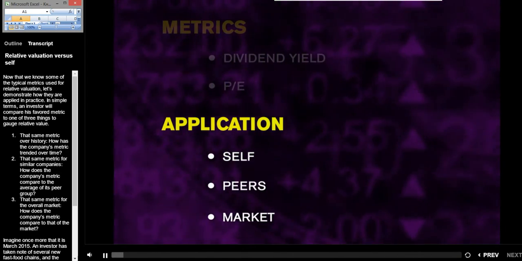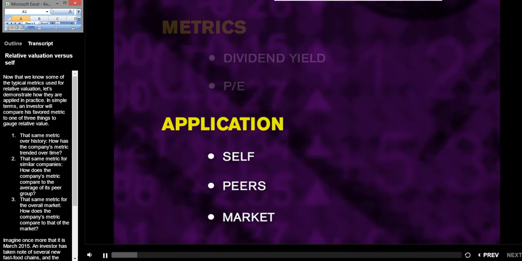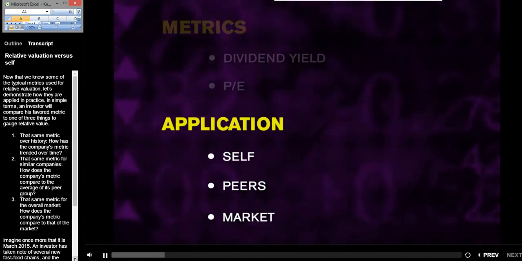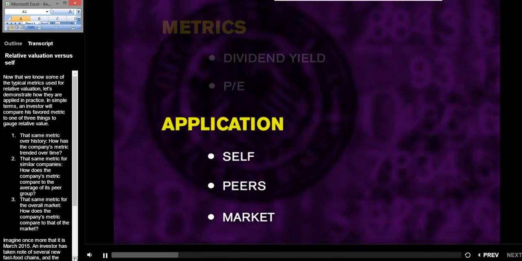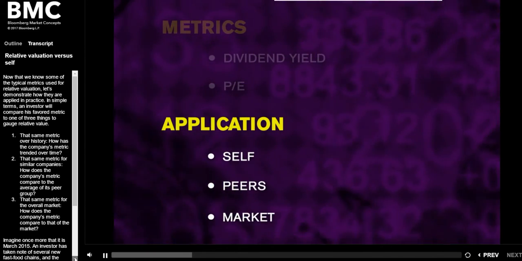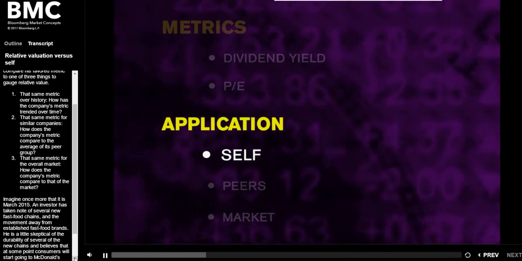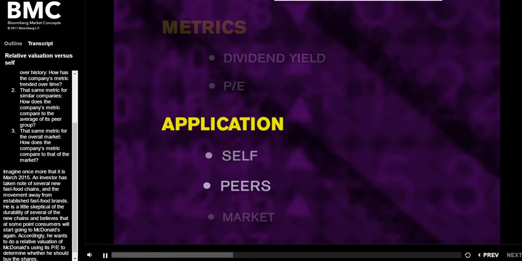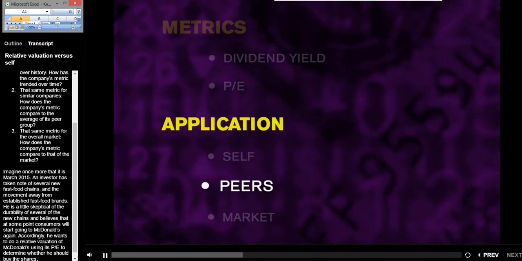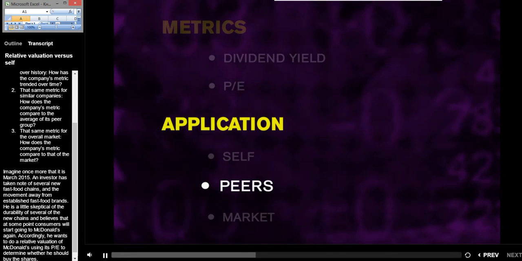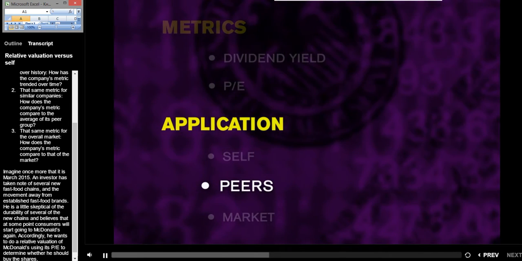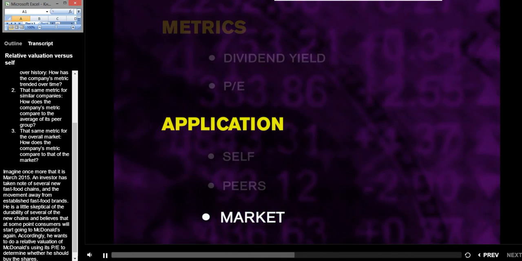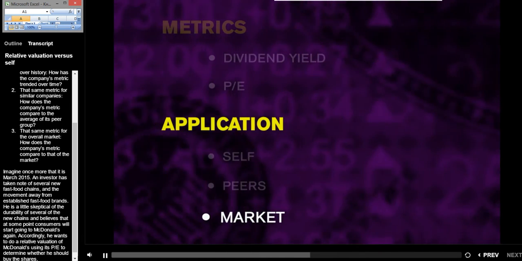Now that we know some of the typical metrics used for relative valuation, let's demonstrate how they are applied in practice. In simple terms, an investor will compare his favored metric to one of three things to gauge relative value. 1. That same metric over history. How has the company's metric trended over time? 2. That same metric for similar companies. How does the company's metric compare to the average of its peer group? 3. The same metric for the overall market. How does the company's metric compare to that of the market?